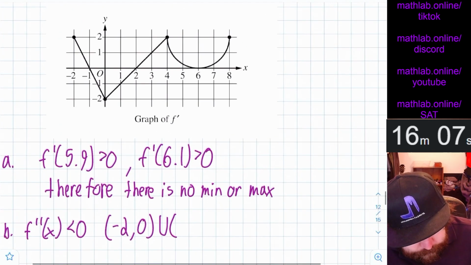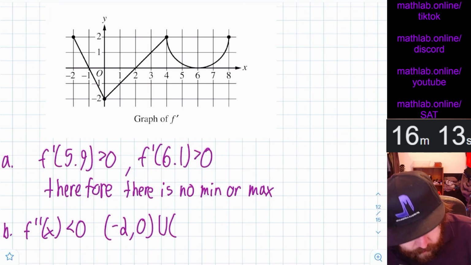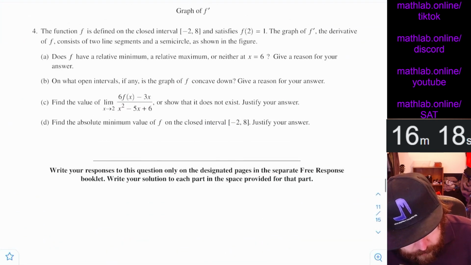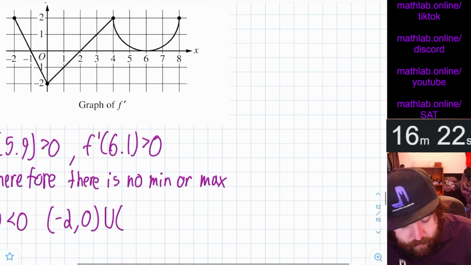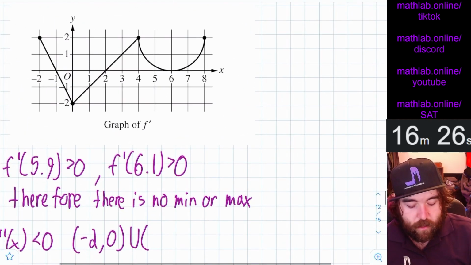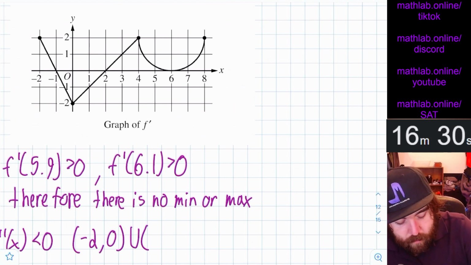Also, from... Hang on. Wait, no, this is right? Just concave down. Yeah, we're only looking at concave down. I was thinking of speeding up or something. We're only looking at concave down. So we only need the second derivative to be less than 0. So that's from -2 to 0, and that is from 4 to 6.